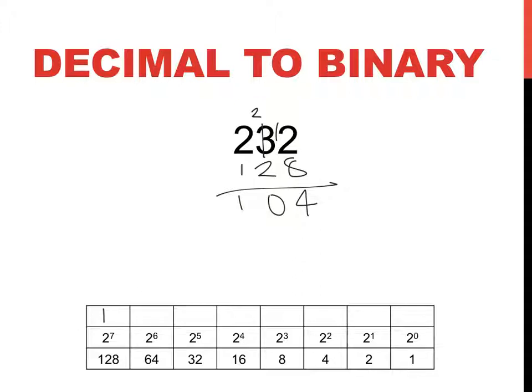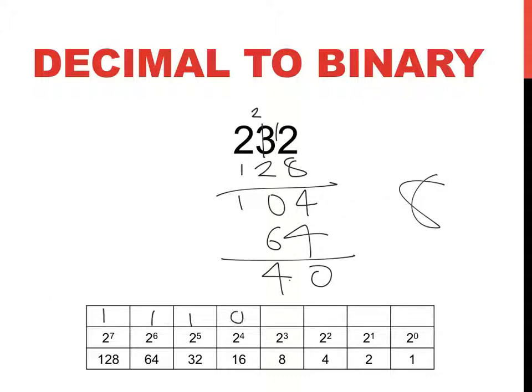I've got 104 left over, which can be made up of 64, which, hopefully you can all see, leaves me 40 left over. 40 can be made up of 32, which gives me 8 left over, which can't be made up of 16, so 1 on 8, 0, 0.